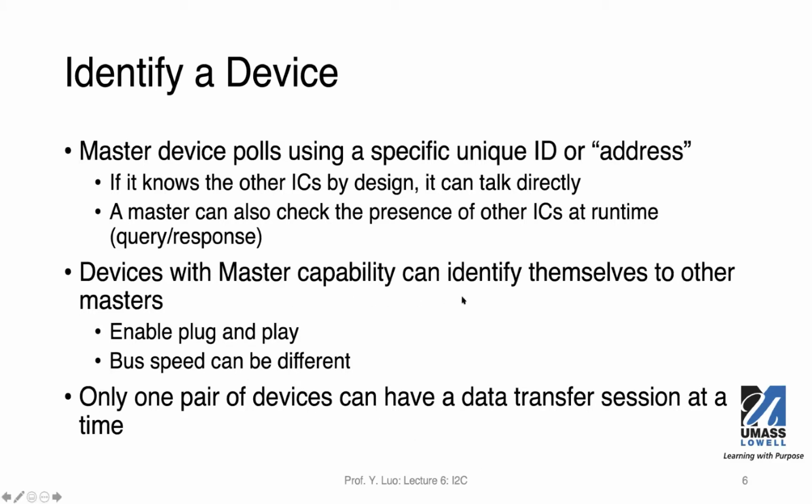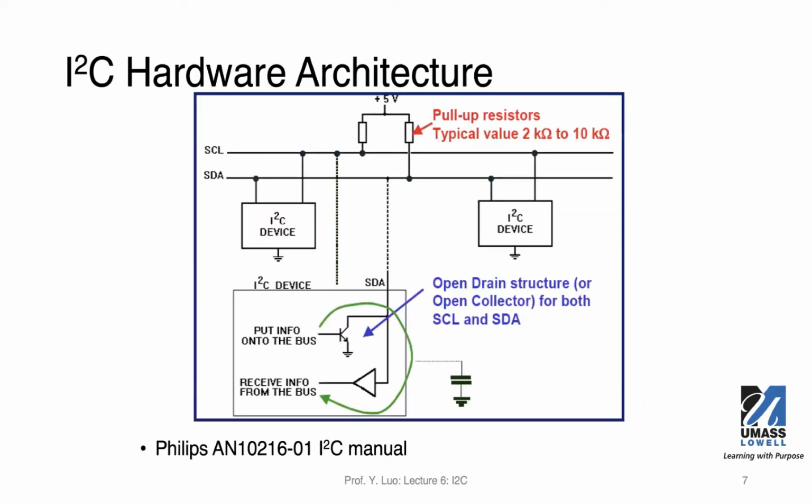Devices with master capability can identify themselves. This is, for some cases, something you can do. Again, only one pair of devices can have a data transfer session at a time because this is still a bus. You cannot have more than two persons talking at the same time.